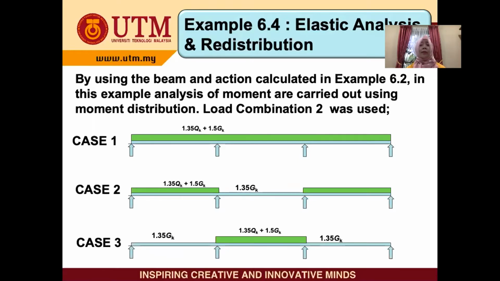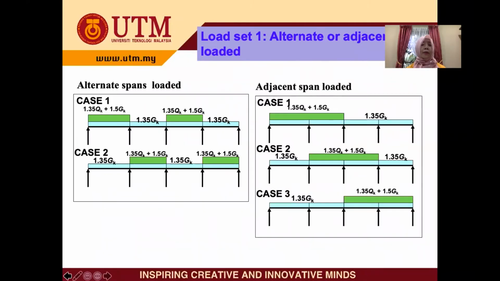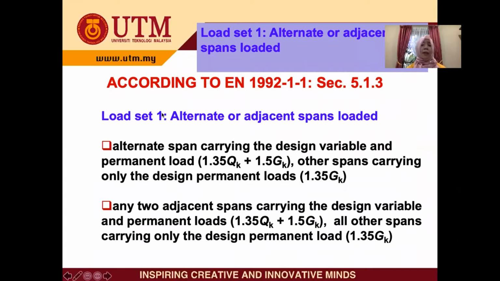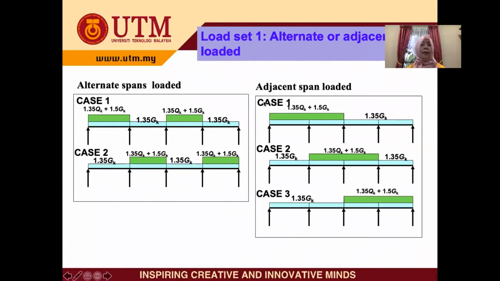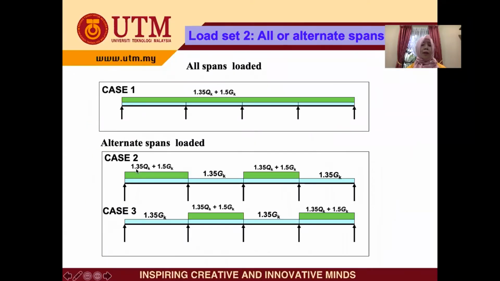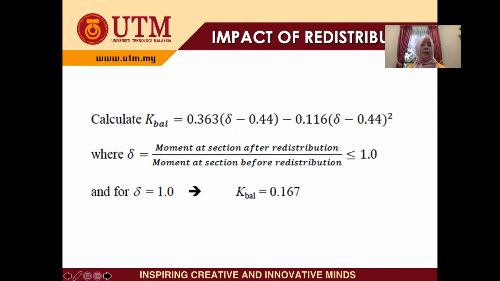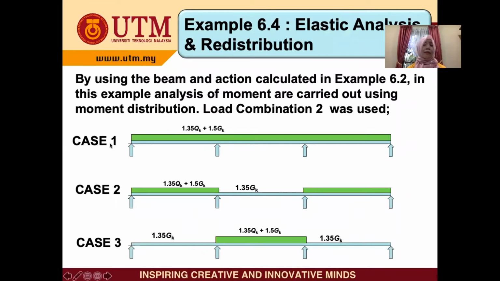So let's say now we use load combination 2. Load combination 2 consists of 3 cases: case 1, case 2, and case 3. For those who just joined, we have 2 load sets. If you use load set 1, that means you have 5 cases. But if you use load set 2, we only have 3 cases. Therefore, now in our example, we use load set 2, which has 3 cases.